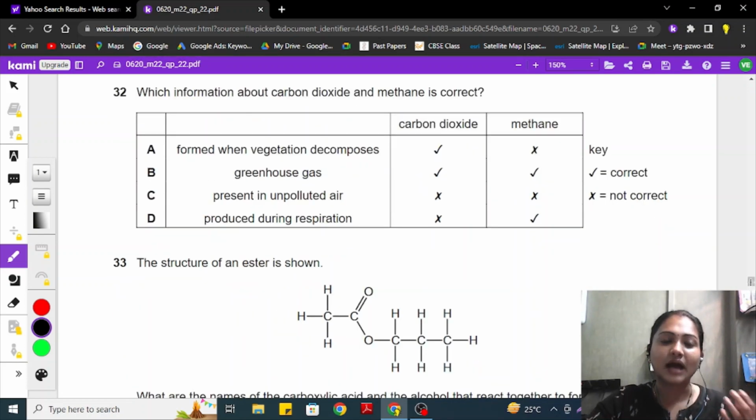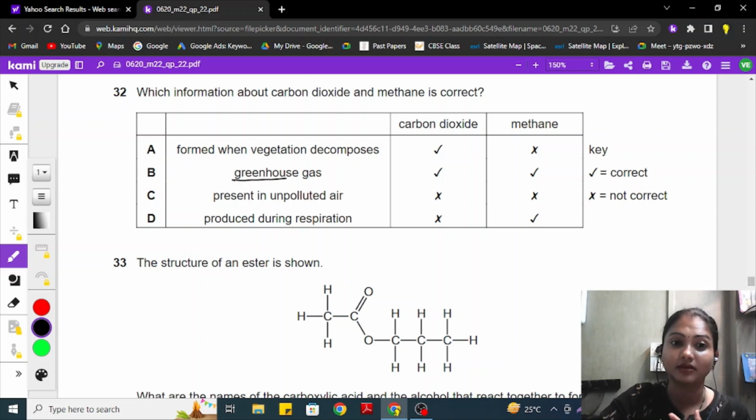Question 32. Carbon dioxide and methane, which information about them is correct? They are formed when vegetation is decomposed. Carbon dioxide, yes. Methane, no, methane is also produced. Present in the unpolluted air. Carbon dioxide is produced. It is present in the atmosphere, even if it is 0.03%, still it is present. Methane is not present. Carbon dioxide gas is produced during respiration and methane is not. But here it is even correct.